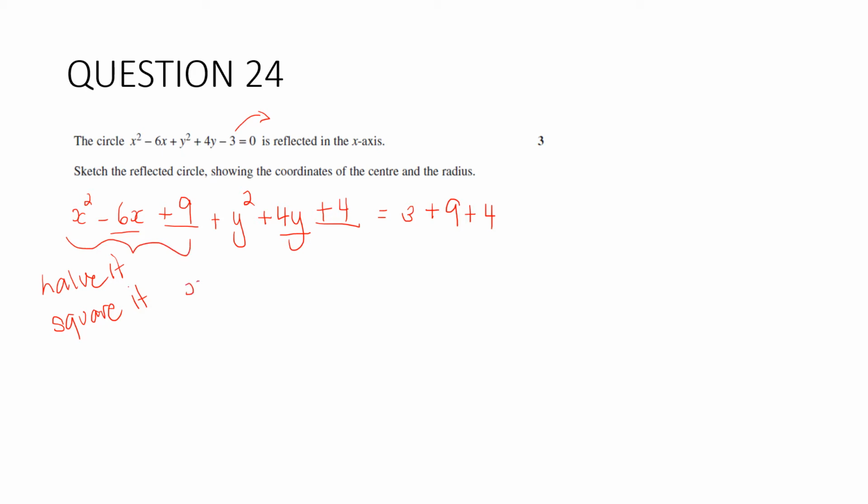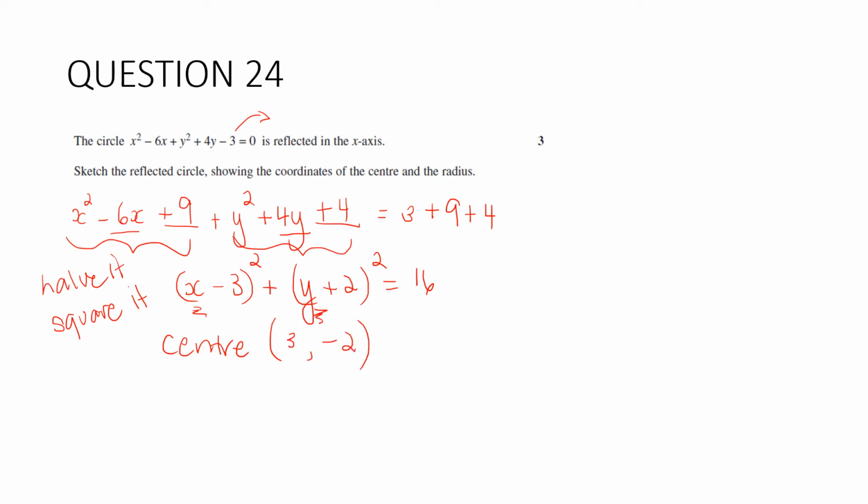Right, we are ready to complete the square. This is x minus 3 all squared plus, and this here is y plus 2 all squared is equal to 16. So the center of the original circle is what makes 0 here, which is 3. What makes 0? Negative 2. The radius is the square root of this number, which is 4.